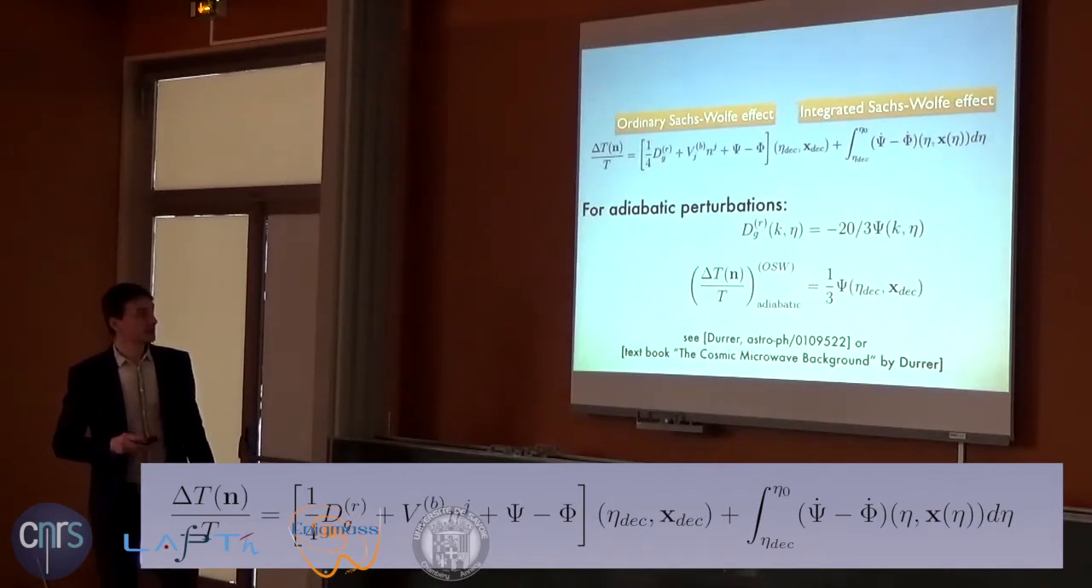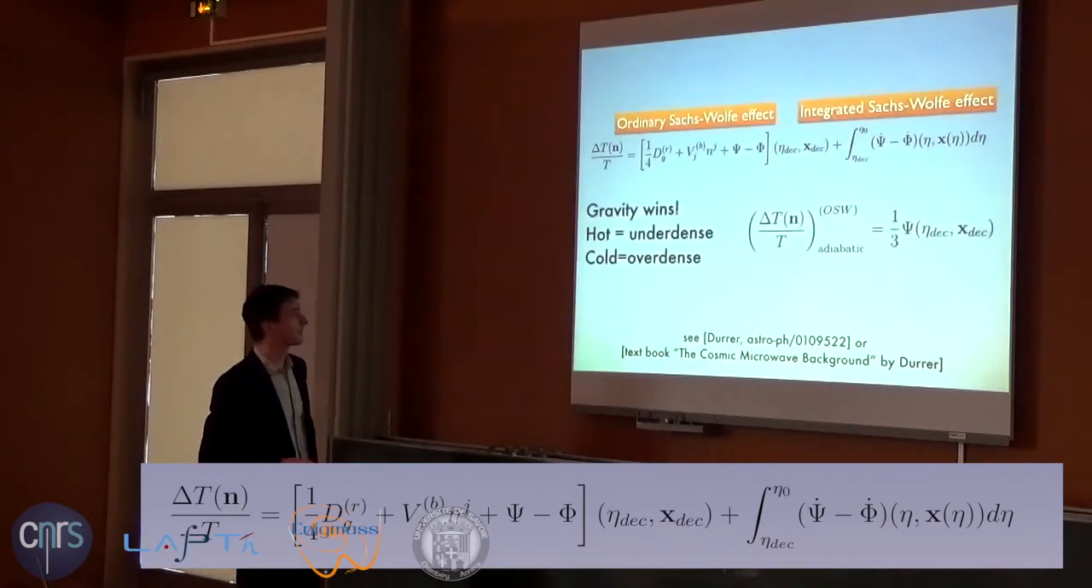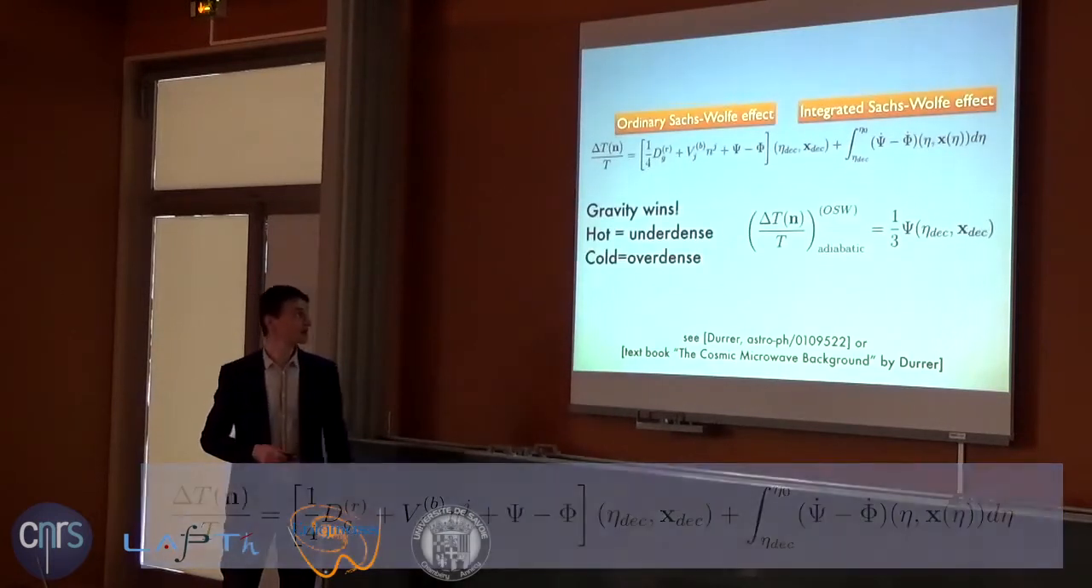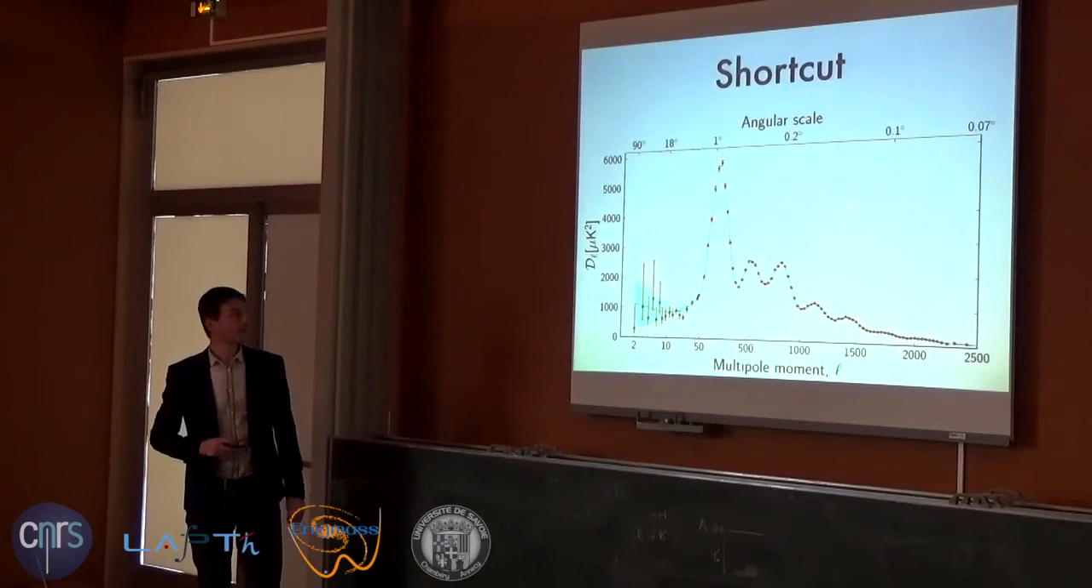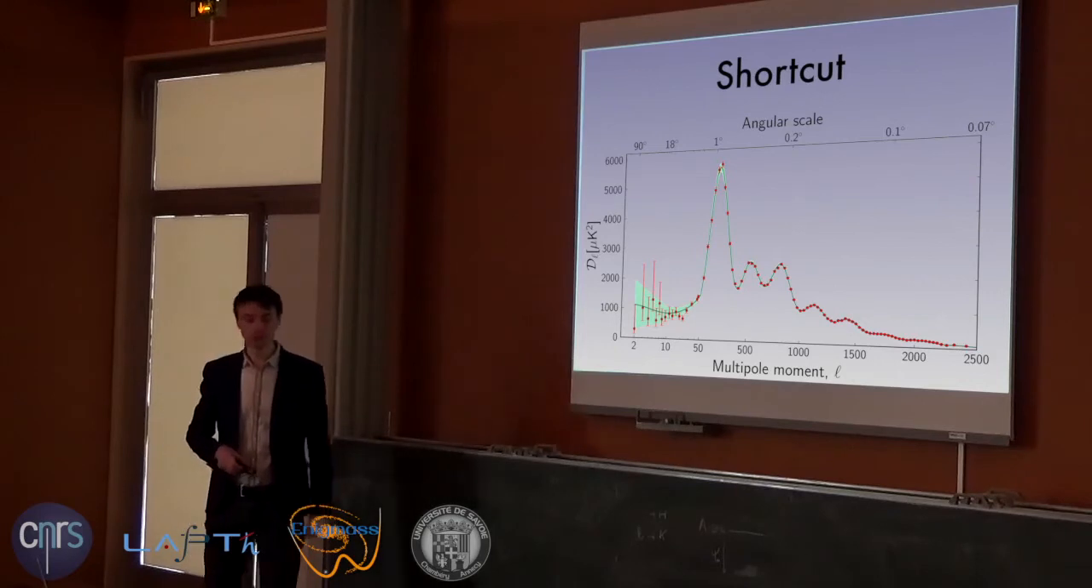So this is hopefully what you remember from that course. So gravity wins. Hot is underdense, cold is overdense. And then if you do the computation carefully, you can compute this green line if you put in the ingredients that we think we have now in the universe, and you see that it fits the data points perfectly well.